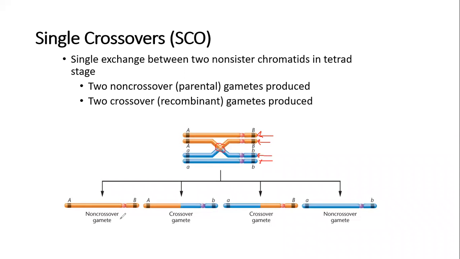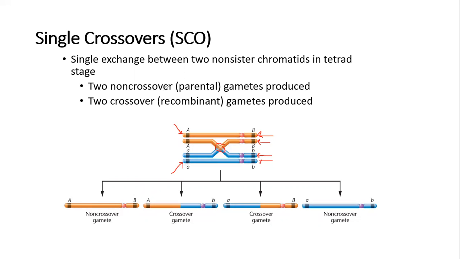And so you end up with these non-crossover chromosomes. So this one here on the top, this one here on the bottom, right? There's no crossover event for them. So they stay the same, they stay parental. And so they are the non-crossover gametes or the non-crossover chromosomes, which then go into the gametes. And then here in the center, you have these recombinant gametes or recombinant chromosomes that will then go into the gametes.